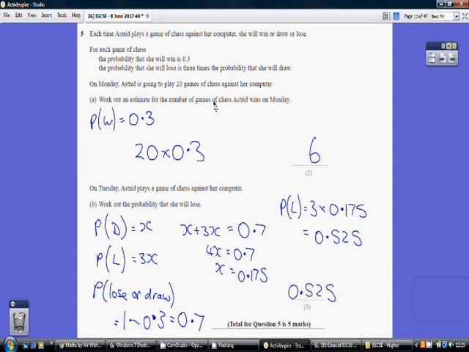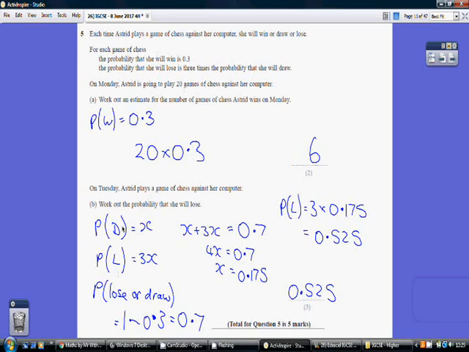Now we're told for part B that the probability that she will lose is 3 times the probability that she will draw. So let's make our smaller one x, so let's make the probability that she will draw x. So the probability that she will lose is 3 times bigger than this, so that's 3x. So the probability she will either draw or lose is going to be 3x plus x, which is 0.7.